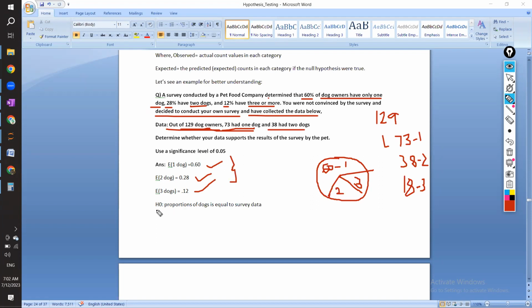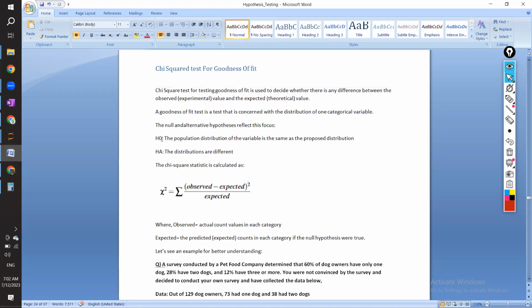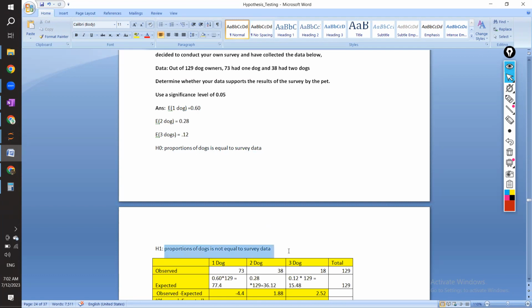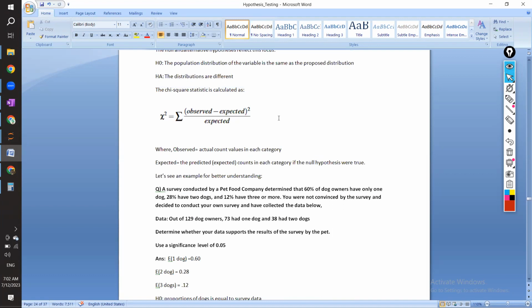Now what will the null hypothesis say? Proportion of the dogs is equal to survey data. Okay, why? You remember here the null will always say the actual proportion is the same as the proposed distribution. That means the values we are comparing, before and after, will be the same, but the alternate will say it's different. So here also the null is saying the proportions of dogs equal the survey data. That means observed is equal to expected is what the null is saying, and the alternate is saying no, it is not equal.